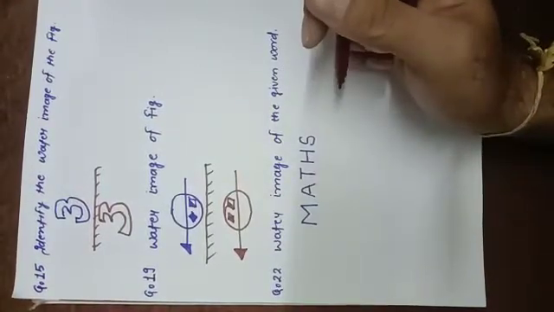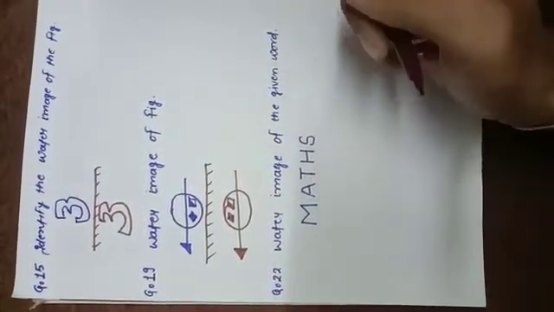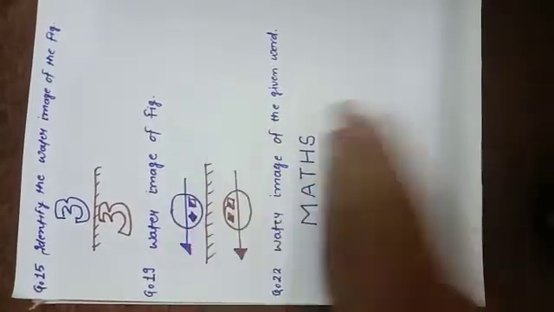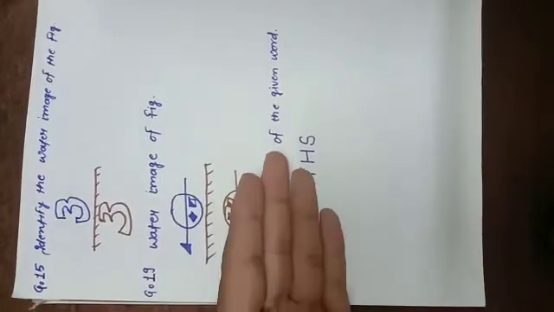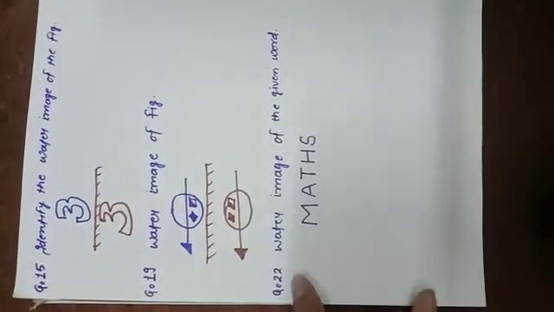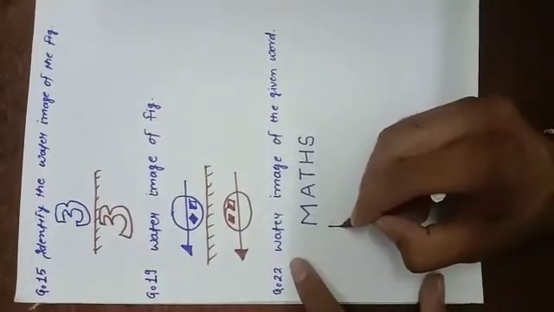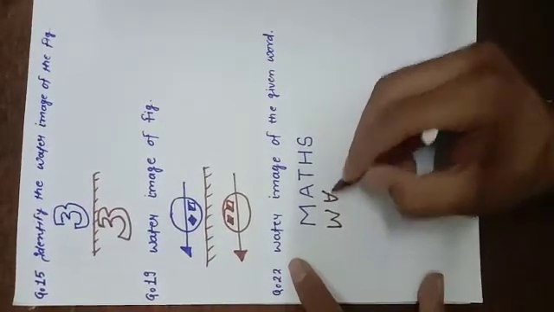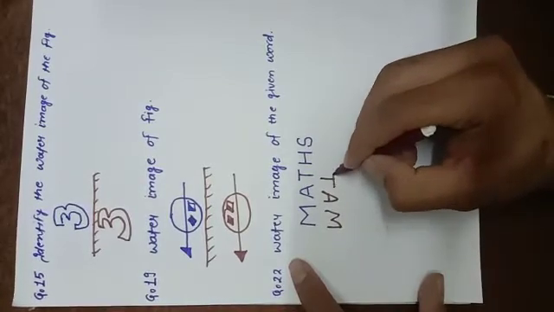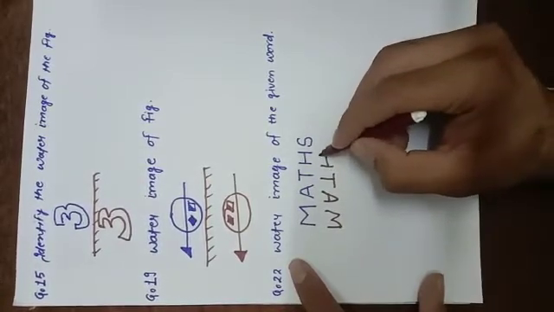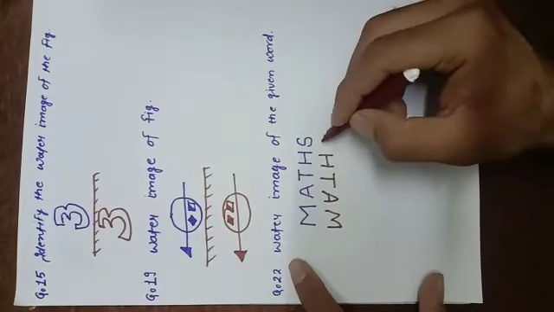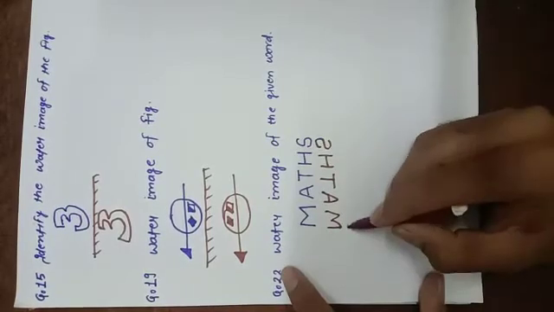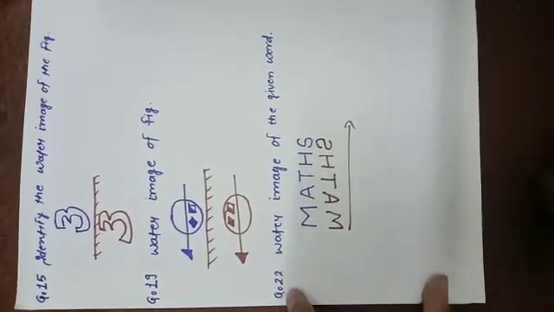Now come to the next question. In the next question, again we have to find out the water image of the word MATHS. If you turn the letters of MATHS from top to bottom, M will look like W, A will look this way, T will look this way, H will be this, S will be something like this. So this will be the water image for the word.